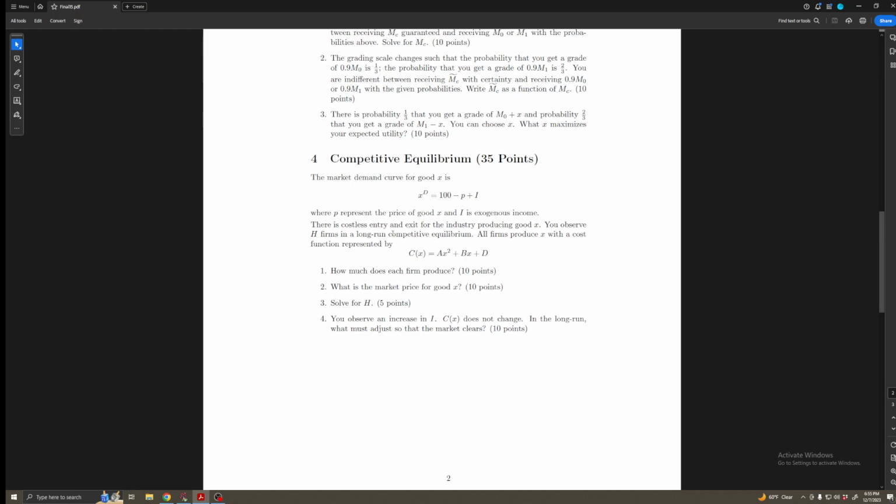There's costless entry and exit for the industry that produces good X, and you observe H firms at a long-run competitive equilibrium. All firms produce little x with the cost function C of x equals ax squared plus bx plus d. How much does each firm produce? So in long-run equilibrium in a perfectly competitive market, let's write these things out.